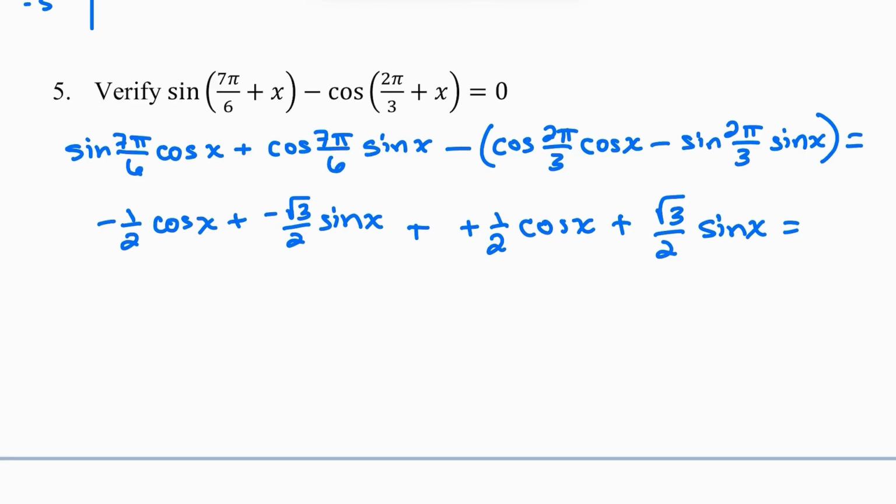Now we can combine some like terms. We have negative 1/2 cosine x and positive 1/2 cosine x, which is 0. Then we have negative root 3 over 2 sine of x and positive root 3 over 2 sine of x, which also adds up to 0. So 0 equals 0. And that's our proof.